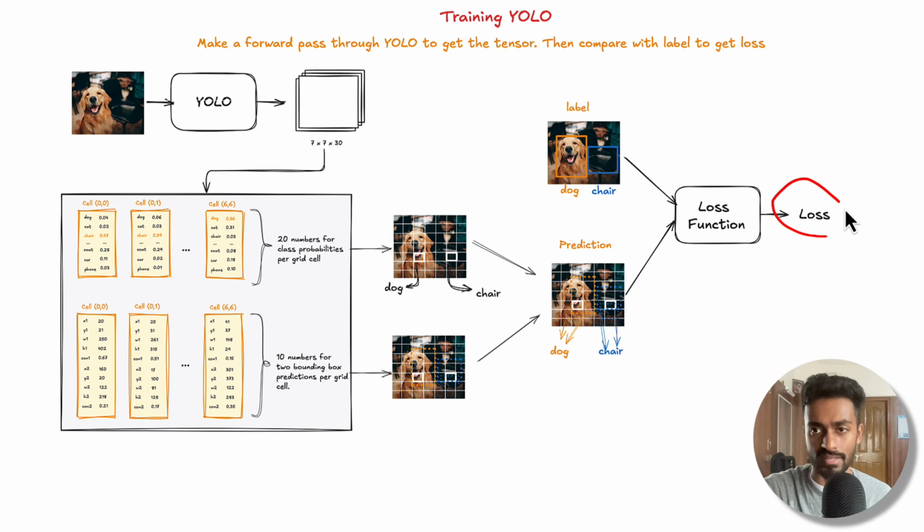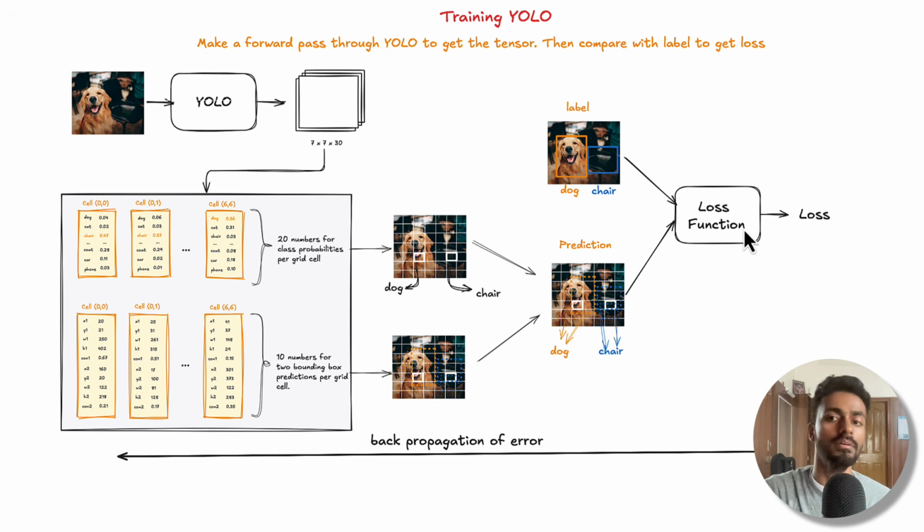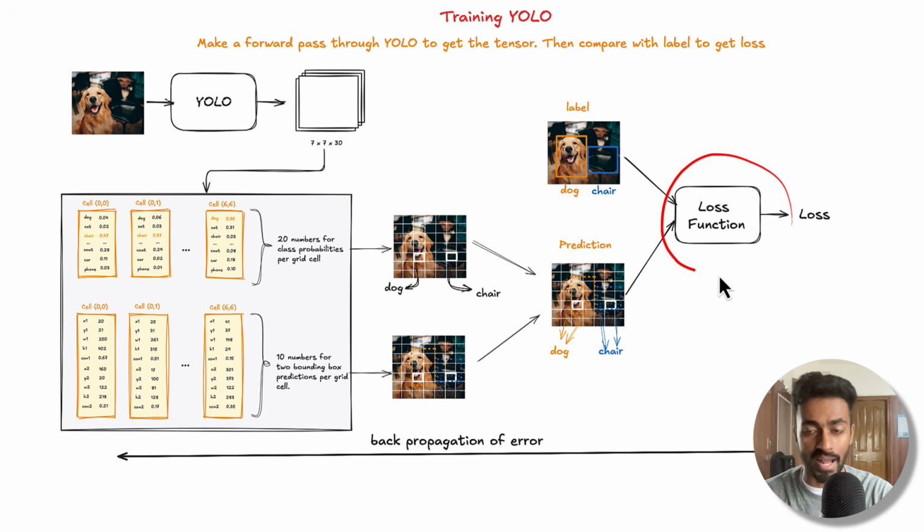And once we have this loss over here, what we can do is backpropagation. So essentially this loss is backpropagated through YOLO, and all the weight parameters here are updated and the network learns. So of course, this is kind of a high level of what's going on, but now let's actually get some more intuition on what this loss function actually entails.